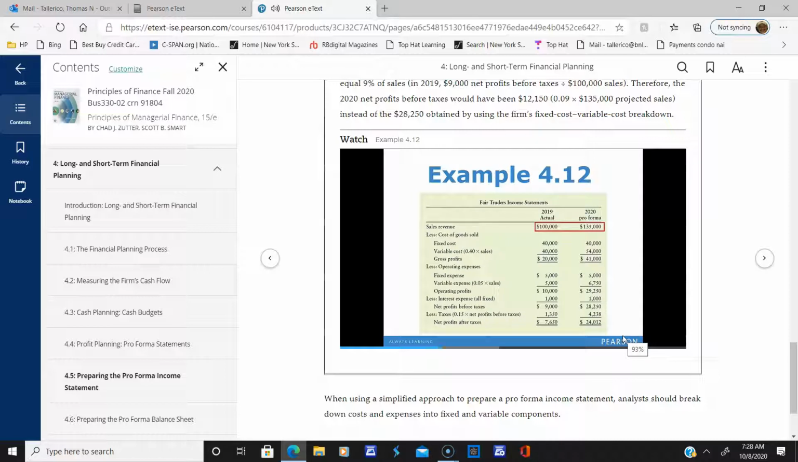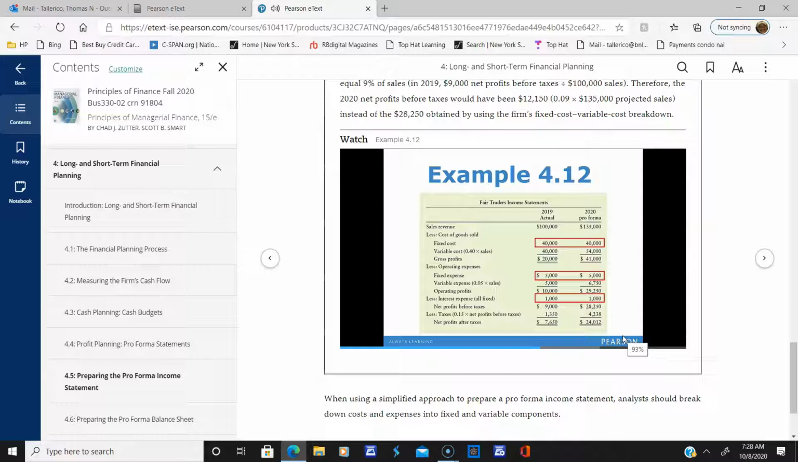While the percentage of sales method is not a bad place to start, we can improve that method by recognizing that some costs have both fixed and variable components. Our pro forma income statement for Fair Traders begins with a projected 35% increase in sales, or $135,000 in forecasted sales for next year. Looking down the income statement, we can identify Fair Traders' fixed costs and expenses. Fair Traders has $40,000 worth of fixed costs as part of cost of goods sold, $5,000 in fixed operating expenses, and $1,000 in fixed interest expense.